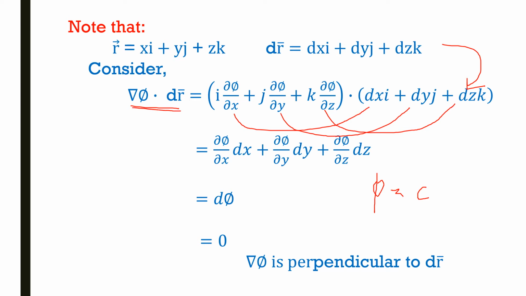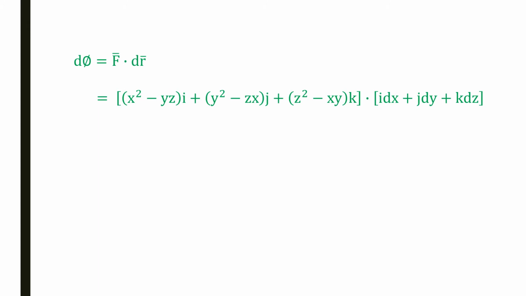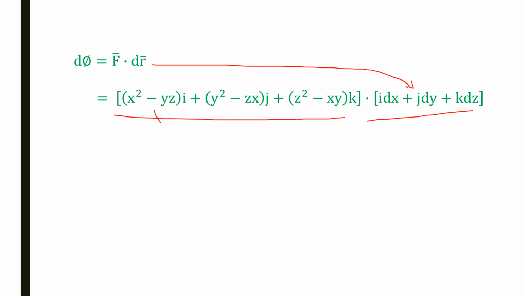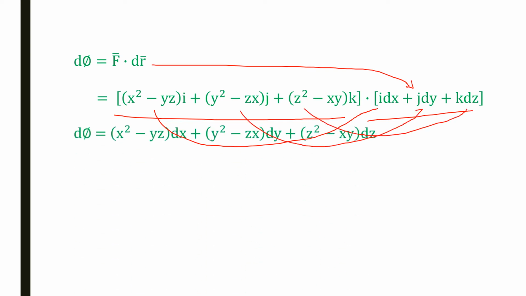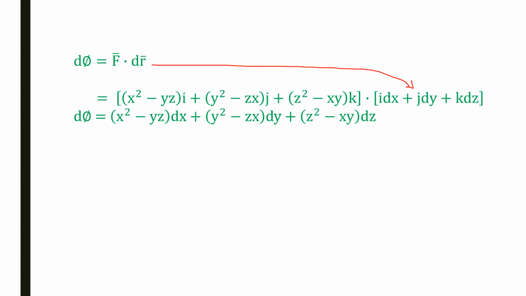Now use the previous note to find the scalar potential phi. We know d phi is nothing but F bar dot dr bar. This is your F bar, and this is your dr bar. Now the dot product of these two vectors, once again a1 b1 plus a2 b2 plus a3 b3, gives x square minus yz into dx, and then y square minus zx into dy, and then z square minus xy into dz.